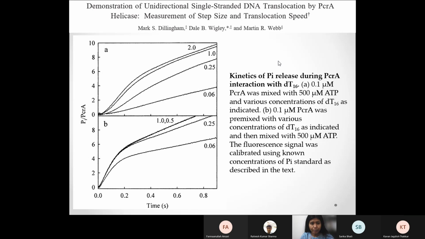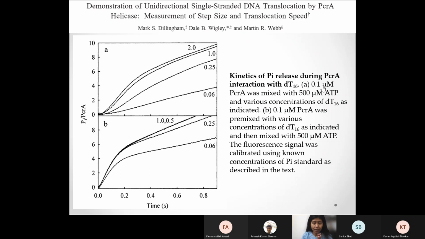So the experimental model that they took was this. They had a deoxythymidine stretch, a dT stretch, and 16 such nucleotides of thymidine were added one after the other to give one single-stranded DNA stretch. And it was known that this helicase can bind and translocate on single-stranded DNA.